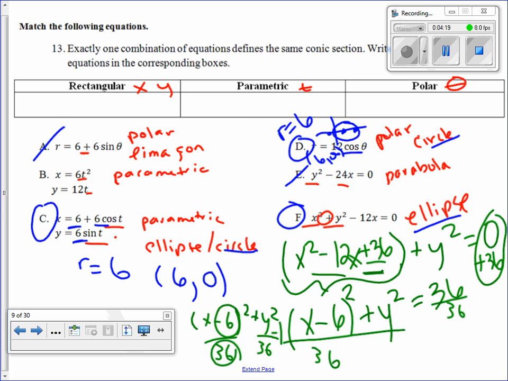C is a parametric, so I'm going to put that in this box. D is polar, so it's going to go in the last box. And F is rectangular because it only has x and y. So F is going to go in the first box.